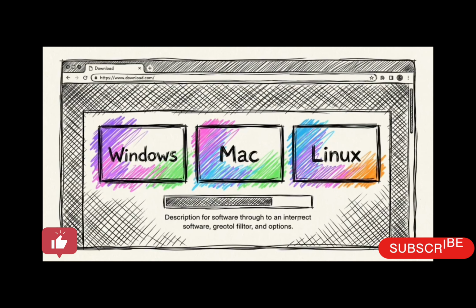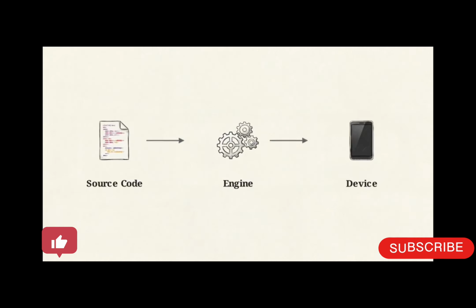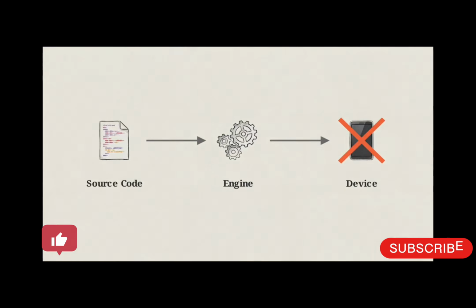Go to the official download page and select the version of the JDK installer that matches your operating system. Without this nested engine installed, your computer cannot translate your code into instructions it can execute.